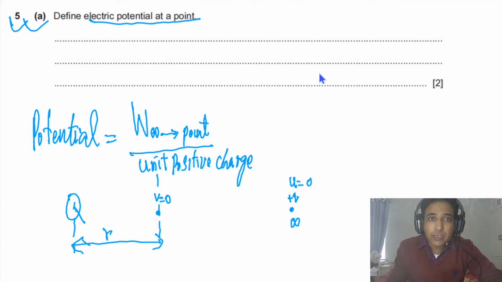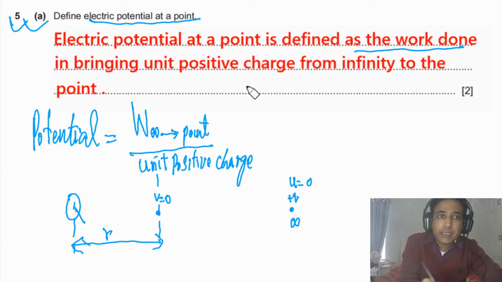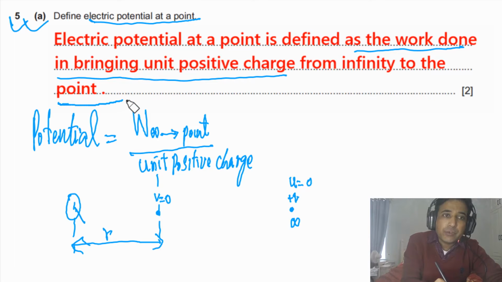Let me show you the answer, how you can write down your answer. In the answer, you can mention these points. You can simply say electric potential at a point is defined as the work done in bringing unit positive charge from infinity to the point.